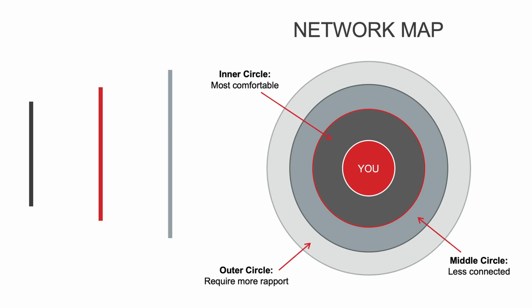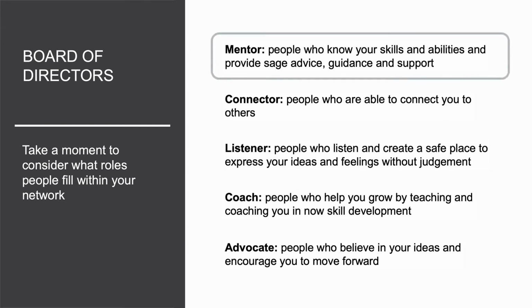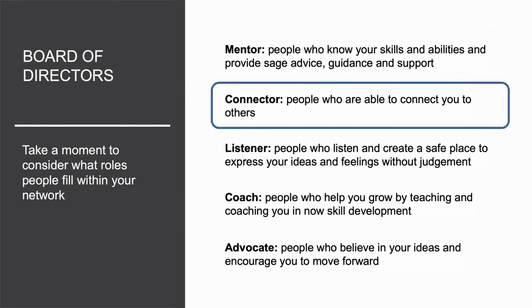Consider plotting out where each person fits in your network map. Earlier, we asked you to identify who is in your network and the area of expertise they have, either skills, strengths, or abilities. There are 5 different roles people fill within your network. Mentor, people who know your skills and abilities and provide sage advice, guidance, and support. Connector, people who are able to connect or introduce you to others.